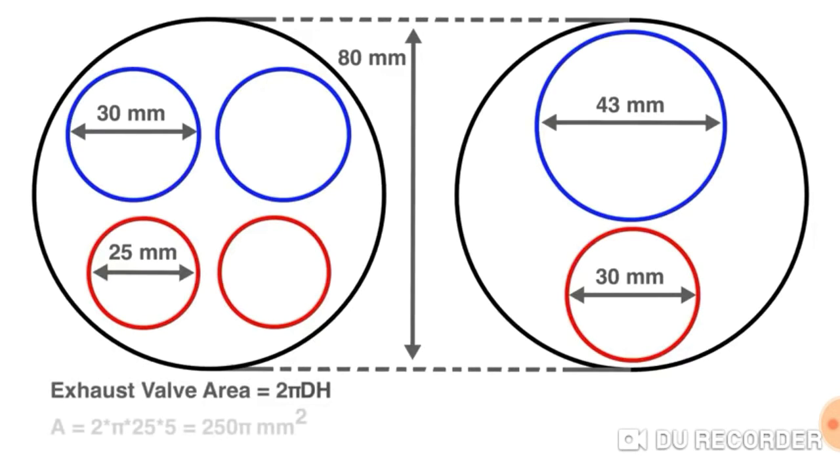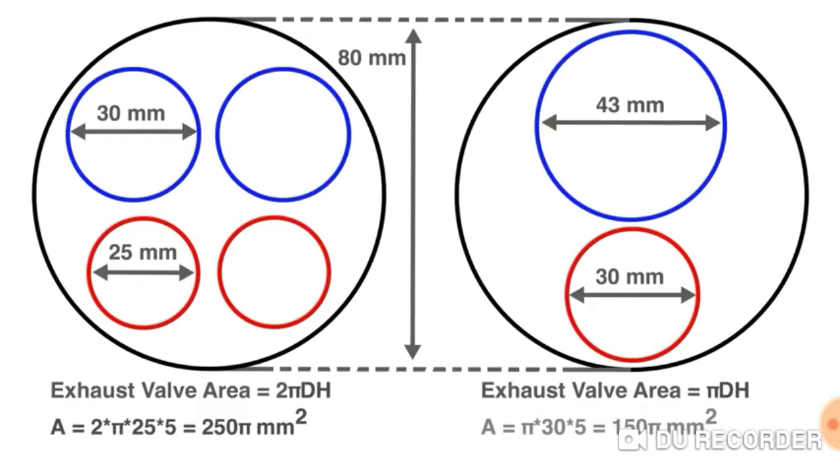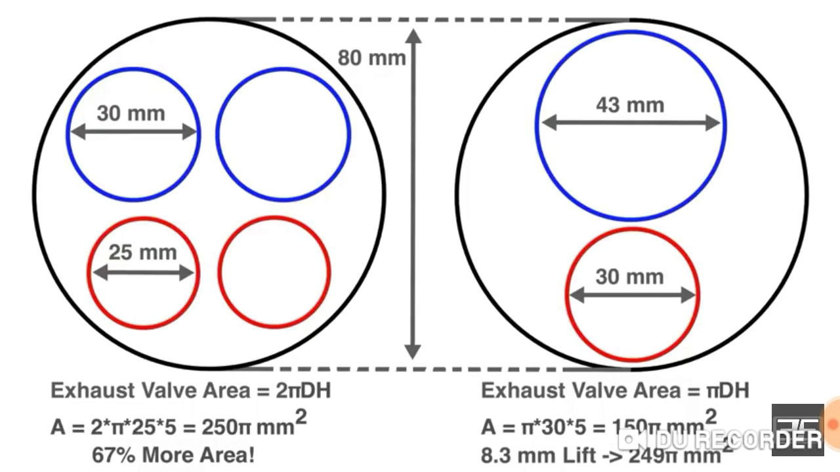Now let's look at the exhaust valves. With 2 exhaust valves, the area is equal to 2 pi times 25 times 5, or 250 pi square millimeters. For the 2-valve scenario, however, the exhaust valve area is equal to pi times 30 times 5, or 150 pi square millimeters. In other words, dual exhaust valves provide 67% more area, which means the overhead valve setup would require about 8.3 millimeters of lift to provide an equal area.